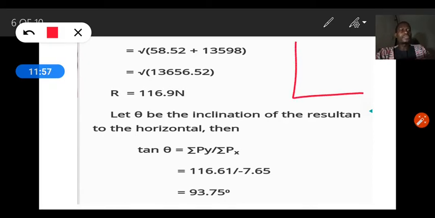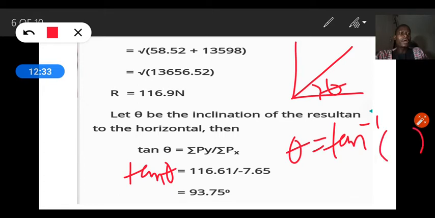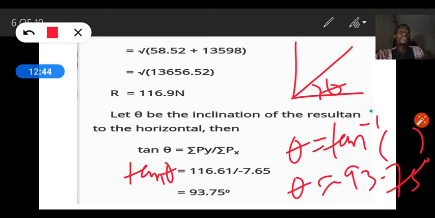Let's quickly find the angle of inclination of the resultant. So we want to get theta now, the direction of the resultant, which is summation Py over summation Px. Summation Py that I obtained before, I have 116.6. Remember, we obtained that value before. Then I have summation Px, minus 7.65. So substituting that and finding the value of theta, this is tan theta. So when you find the arc inverse, remember theta will be tan inverse of the answer we have there. So that gives us approximately 93.75 degrees. Good. So that brings us to the end of this example.